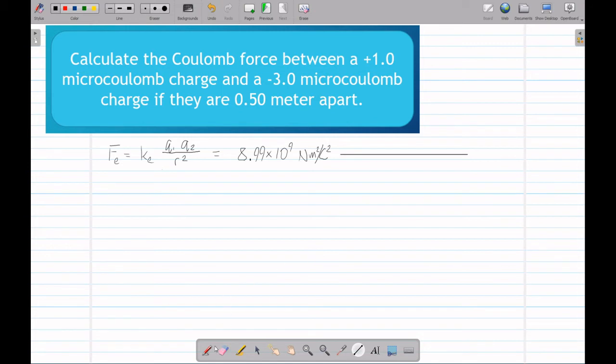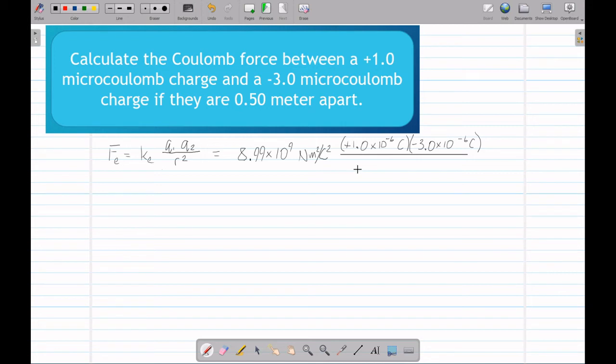All right, now let's plug in the value of the two charges. So the first charge is positive 1.0, and it says microcoulombs. So micro is times 10 to the minus 6 coulombs. So we want to put it in just regular coulombs, not microcoulombs. And then the second charge is negative 3.0 times 10 to the minus 6 because it's also microcoulombs.